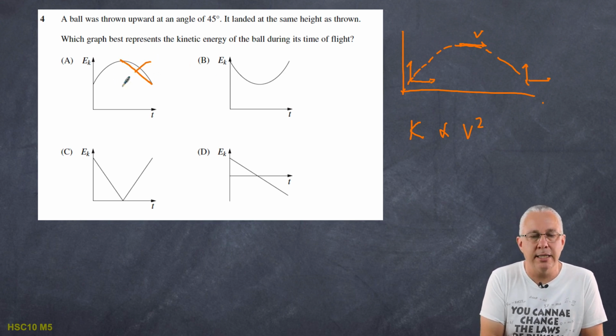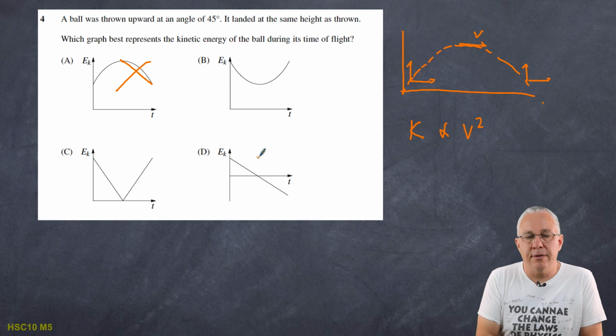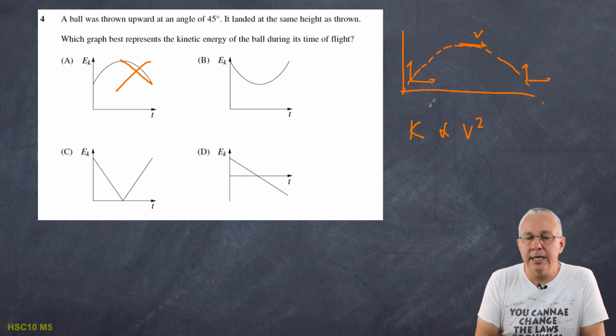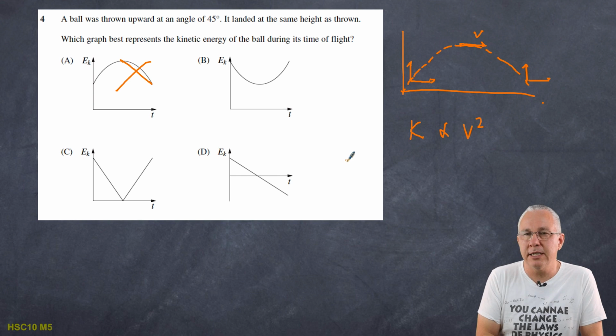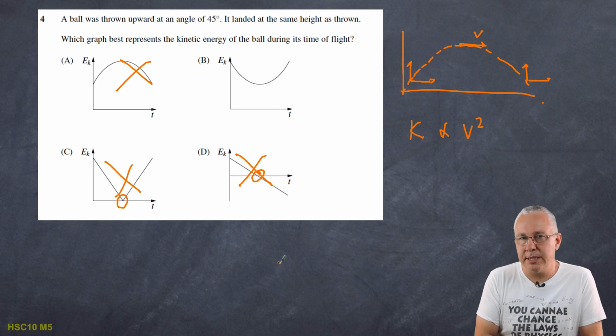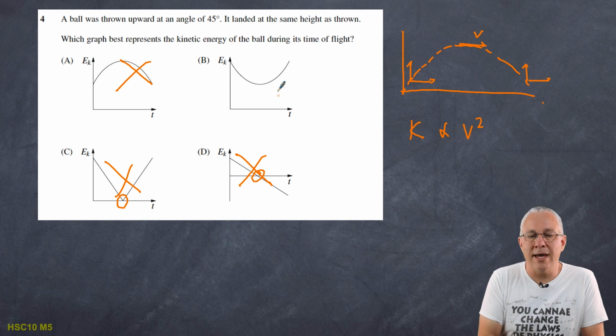So A is out. Now, the next one we want to discount is the fact that the velocity is never equal to zero. Therefore, the kinetic energy never equals zero. So at no point can you have kinetic energy equaling zero. That discounts D, and discounts C because we have them at zero at two particular points in time. And that finally gives us the answer of B.